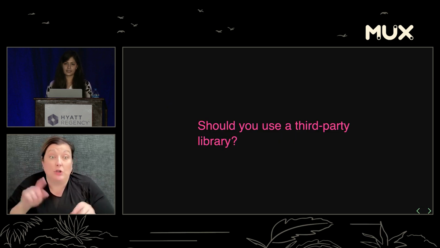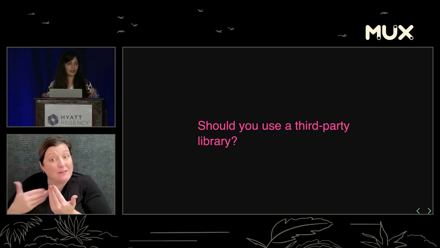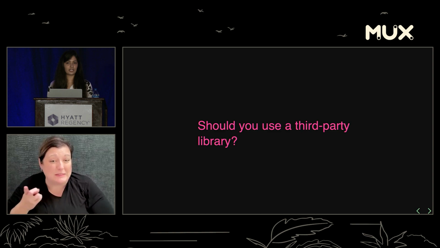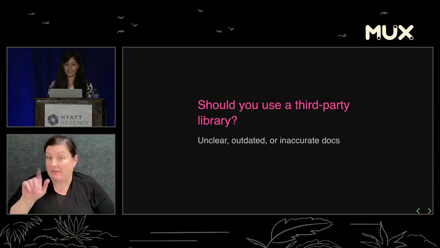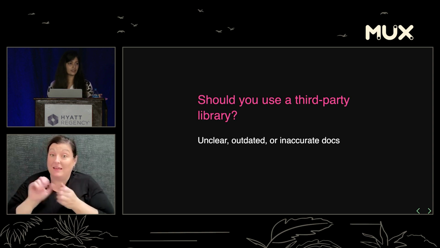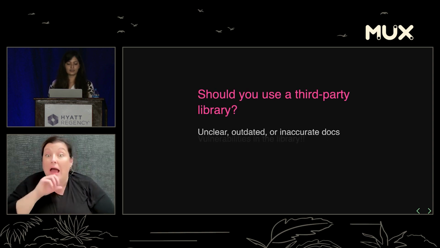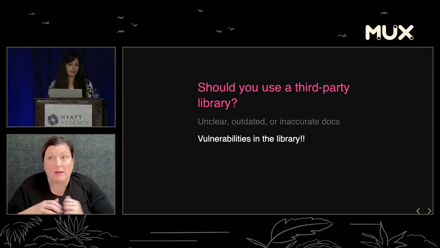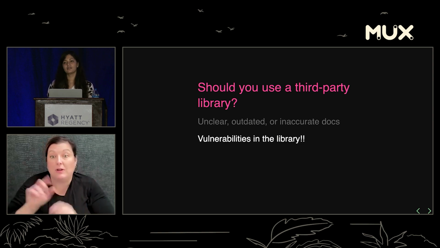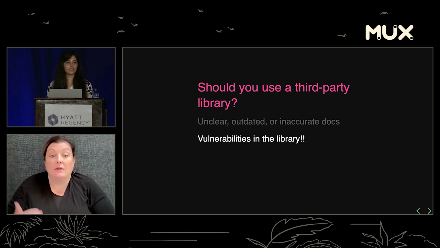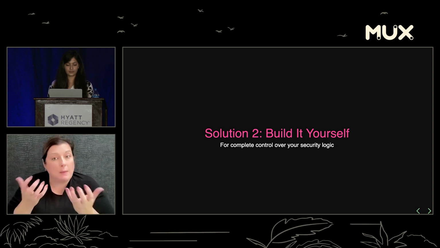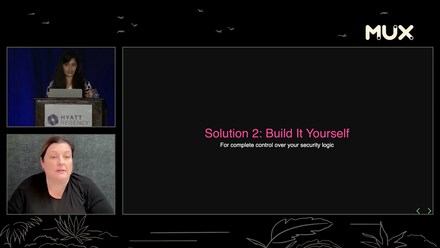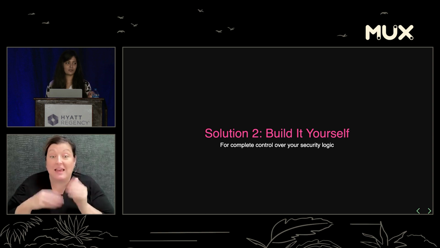Should you be using a third-party library? While they offer a lot of convenience, there are some concerns about using third-party libraries in enterprise applications, especially the ones dealing with sensitive data. Why? Because the documentation could be unclear, inaccurate, or outdated. But most importantly, there may be vulnerabilities in the library itself. So to have complete control over your security logic, you may want to build your own solution. You might want to pay attention to this section because at the end of it, there is going to be a question with a very cool bonus.